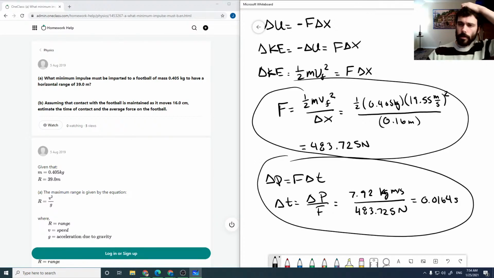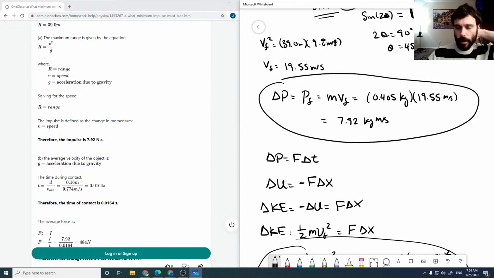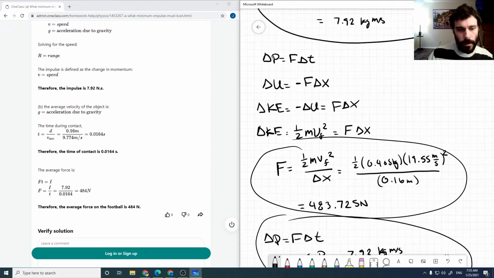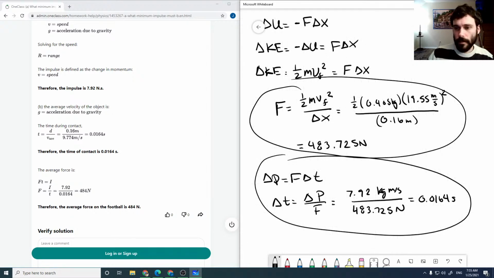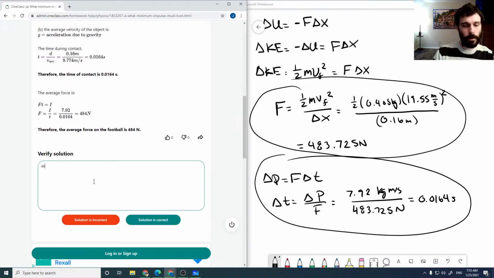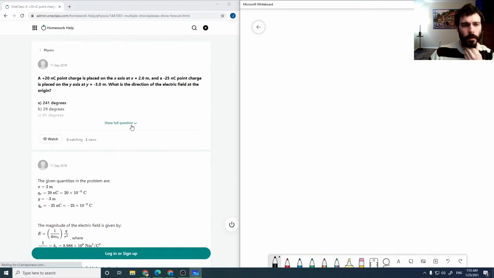All right, so checking through the solution here, the impulse is 7.92 newton seconds or kilogram meters per second. We get a time of contact of 0.0164 seconds and a force of 484 newtons, or 483.7. So that looks good.